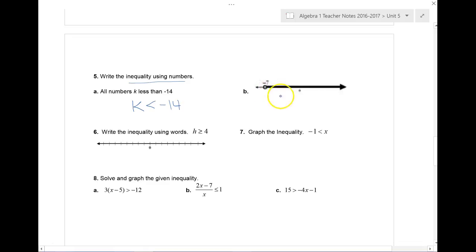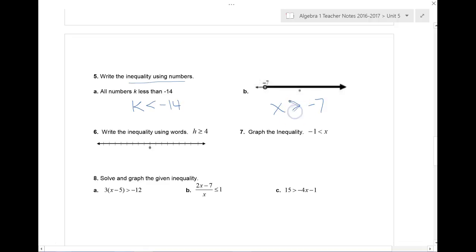Now this one, first of all, there's no letter. It doesn't tell you a letter, so you can pick whatever letter you want. I'm sure most of us use x all the time, so it doesn't matter. And then the number is negative 7. Now we've got to see which way this arrow is pointing. Well, it's pointing in the more positive direction. So that means x is going to be greater than.